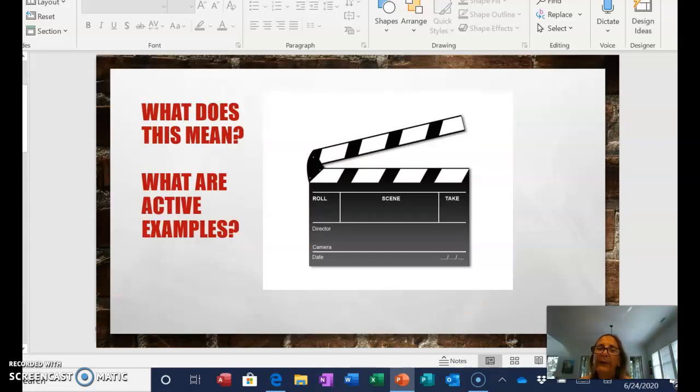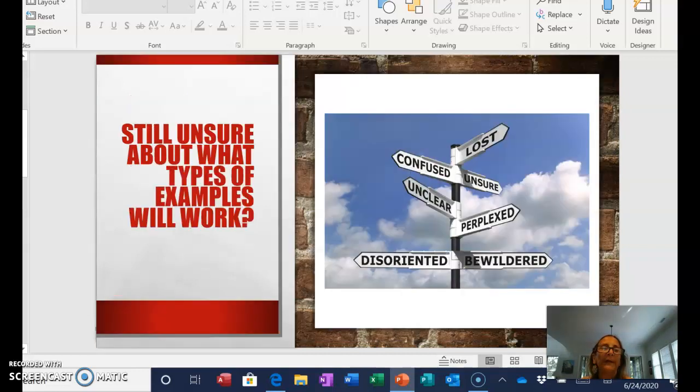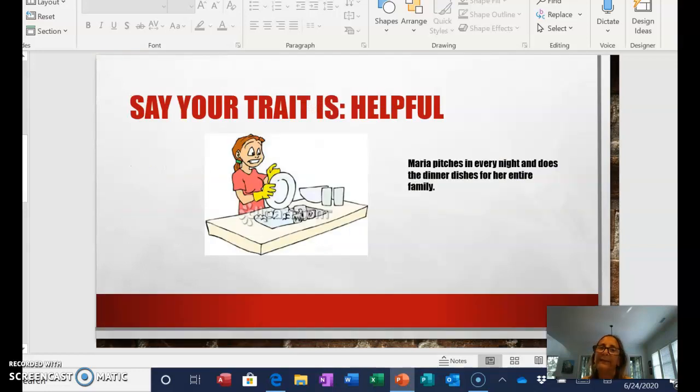So what do I mean when I say, what are these examples that could be filmed? What are active examples? It means that the body paragraphs show this trait in action. Those examples within the body paragraph need to be detailed instances.